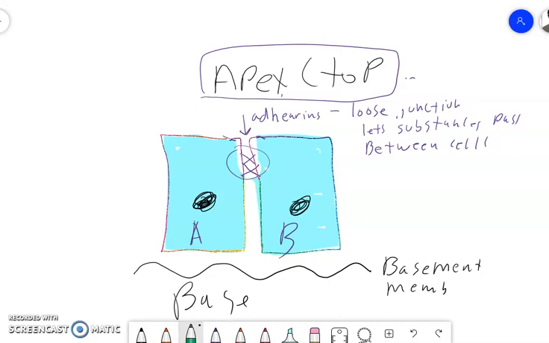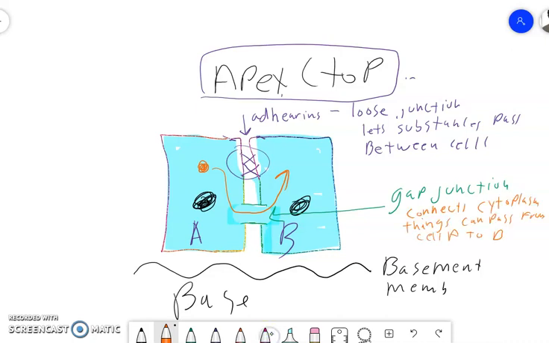Now, I managed to confuse students with this other type of junction called a gap junction. The gap junction connects the cytoplasm. So I have calcium here, it can go into the cell. So it connects the cytoplasm, and things can pass from cell A to cell B.